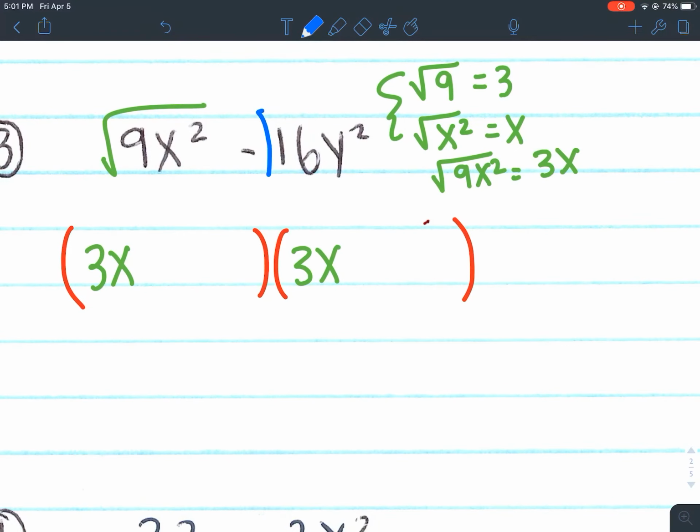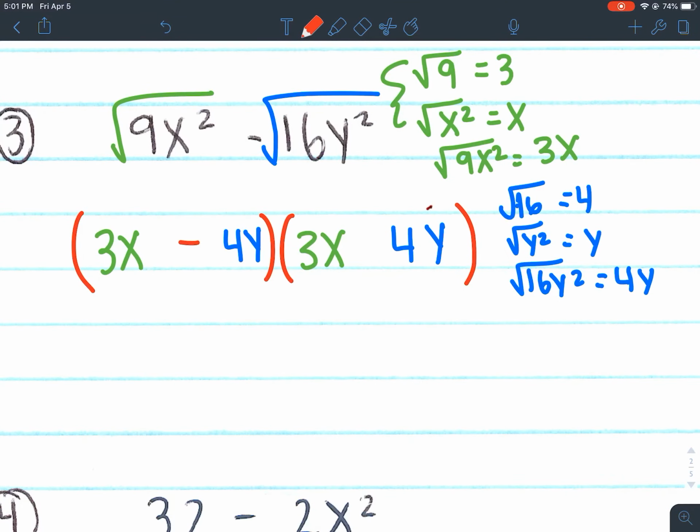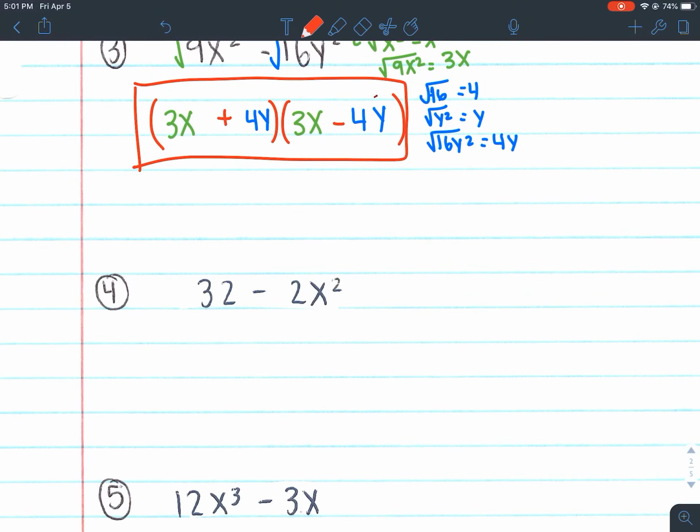In the back, I'm going to do square root of 16y squared. Square root of 16 is 4. Square root of y squared is y. So square root of 16y squared is 4y. And again, I need opposite signs, so plus and minus. Again, if you don't believe me, you can always double distribute and check your answer.